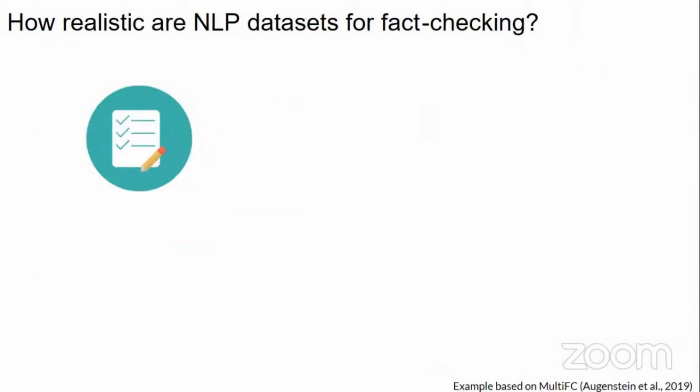So if we want to create realistic evidence-based approaches to fact-checking, we need realistic data sets. And in this research work, we ask the question, how realistic are NLP data sets for fact-checking? So we have a good number, like 20, 30 data sets for that.